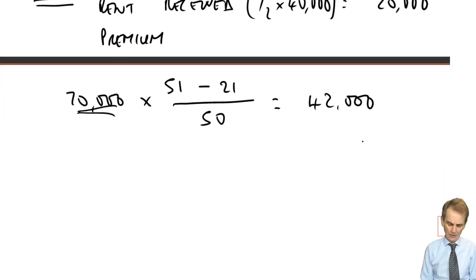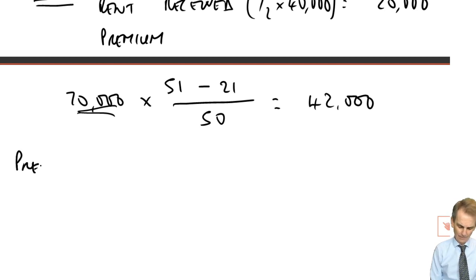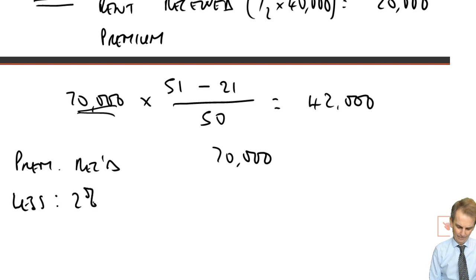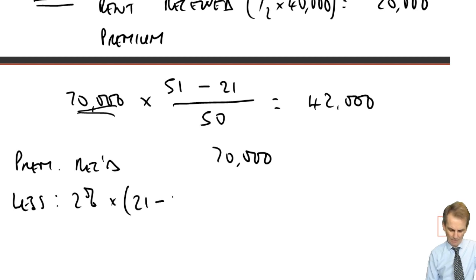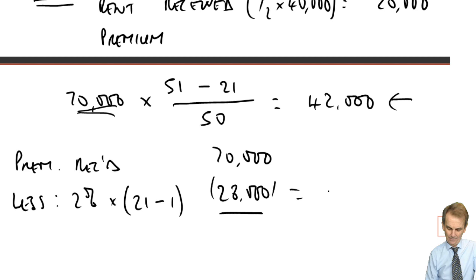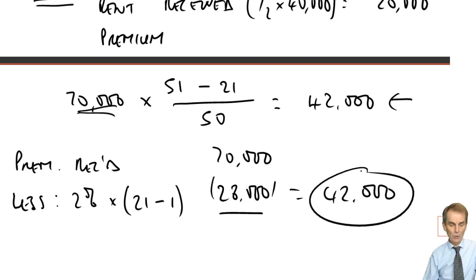Now, the other way that we said that you could learn this was the premium received, 70,000 less 2% for the number of years of the lease, 21, minus 1. It's a 21-year lease minus 1. That, therefore, is 20. 20 times 2% is 40%. Obviously, up here, we've taxed 60%. All I'm now doing is to work out the bit to be deducted from 100%. That is 40%. 40% of 70 is 28. Take it away, equals the self-same 42,000.